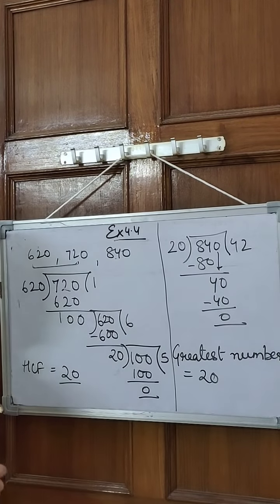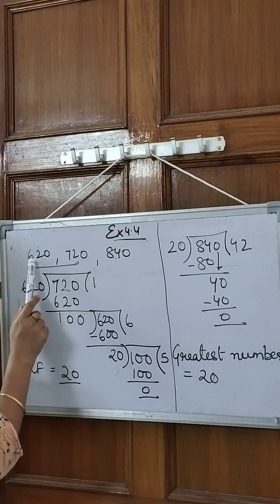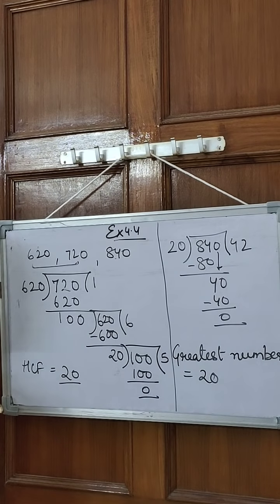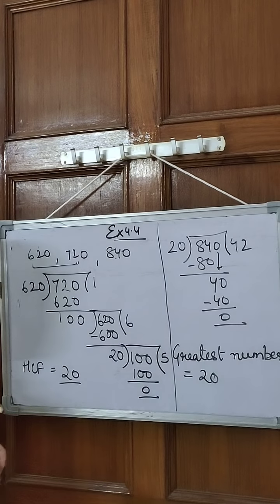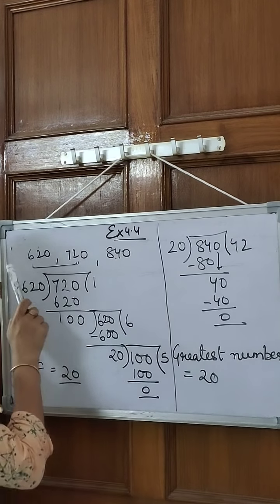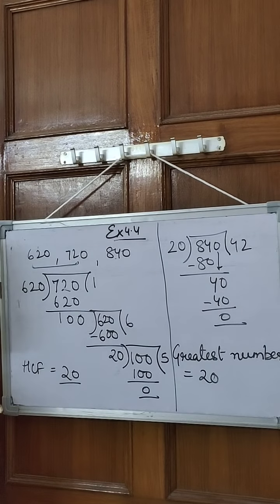So when I divide 620 by 20, it will be completely divisible. When I divide 720 by 20, it will be completely divisible. When I divide 840 by 20, it is completely divisible. And that is why it is the greatest number with which all three numbers are divisible. Okay.